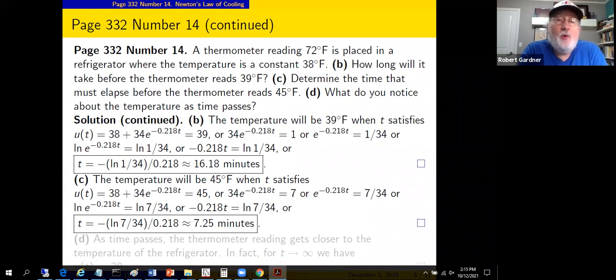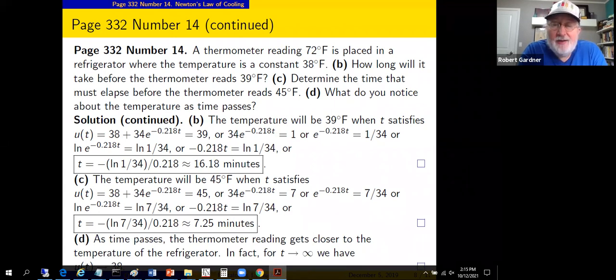What do you notice about the temperature as time passes? It gets colder. Not only that, it's going to asymptotically approach 38 degrees. The refrigerator was 38 degrees. The thermometer reached 39 degrees after part B, after 16 minutes or so. How long will it take it to reach 38 degrees?